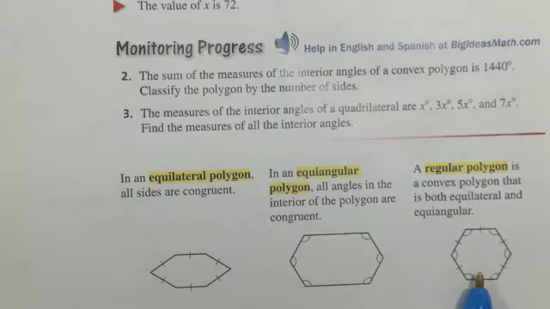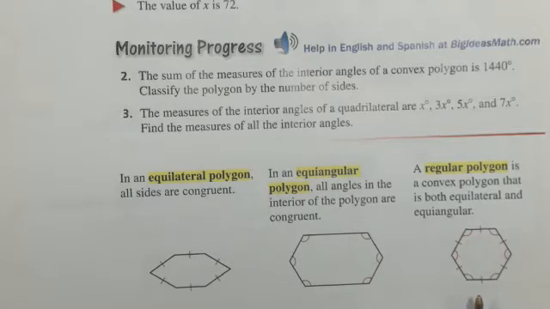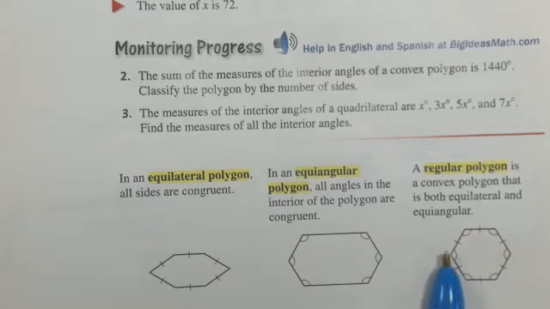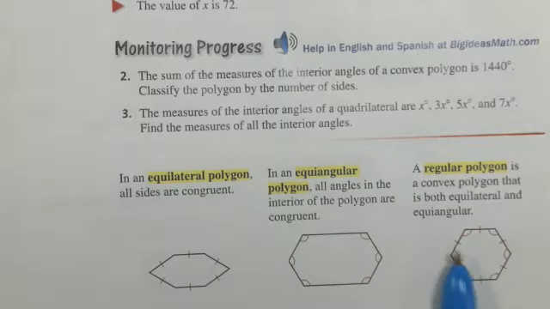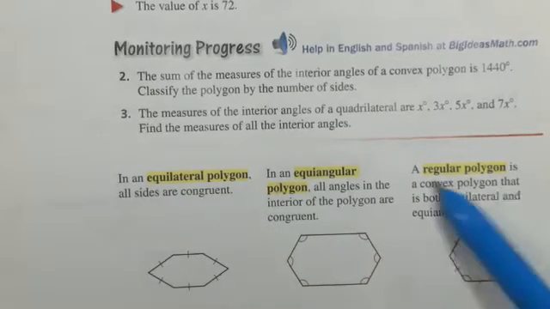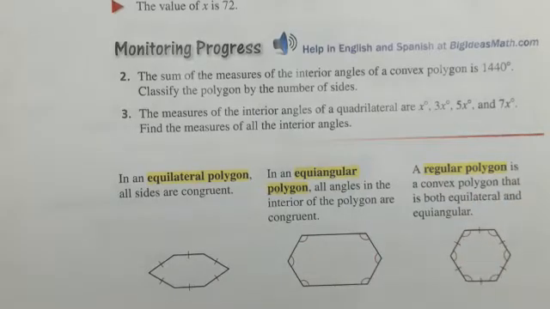This one's both. It's called a regular polygon, and you can have a regular just about anything. A regular quadrilateral would be a square, right? Sides and angles congruent. You could have a regular pentagon or octagon or any of them. So any type of regular polygon, sides and angles congruent.